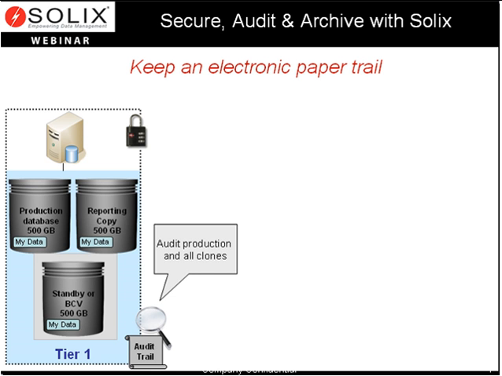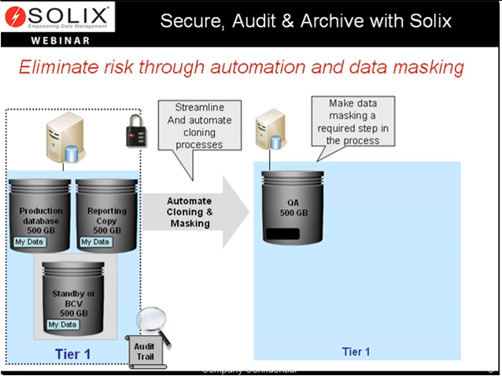Solix's approach for enterprise data management combines best practices including security, auditing, and archiving. First of all, you want to keep an electronic paper trail of all processes, including the cloning and any data that needs to be monitored within those production environments. Secondly, eliminate risk through automation and data masking. Streamline and automate the cloning process in a repeatable process that includes data masking. This way, as soon as the data is cloned, sensitive information is protected.